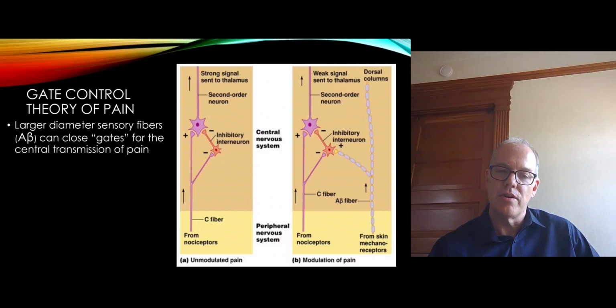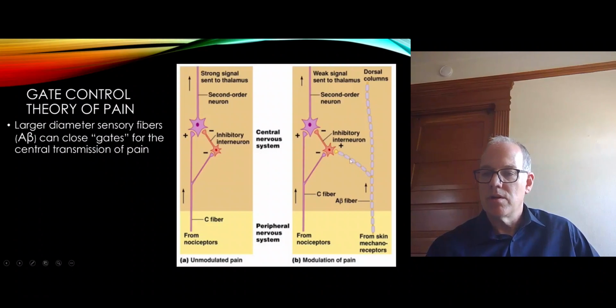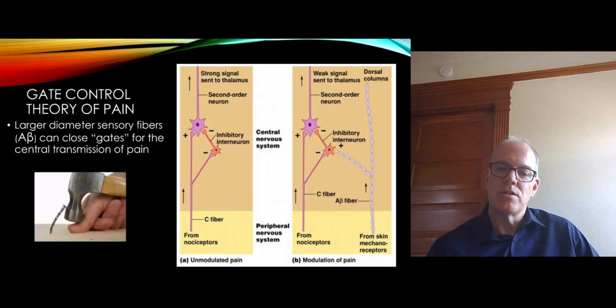Now, the gate control theory of pain says that the larger sensory fibers, probably A-beta fibers, are most important here. They can activate the inhibitory interneuron, and therefore we get some inhibition on this painful information that wants to get to the brain. So this can shut it down to a certain degree, or close the gate.